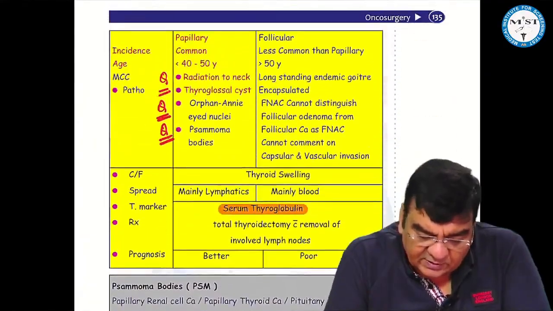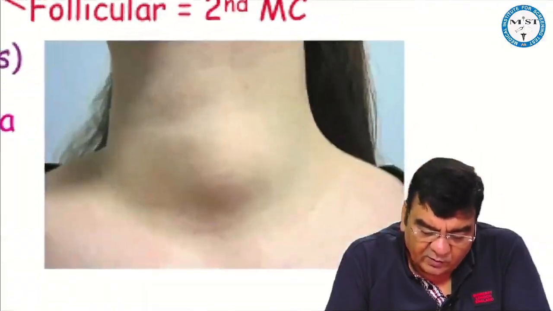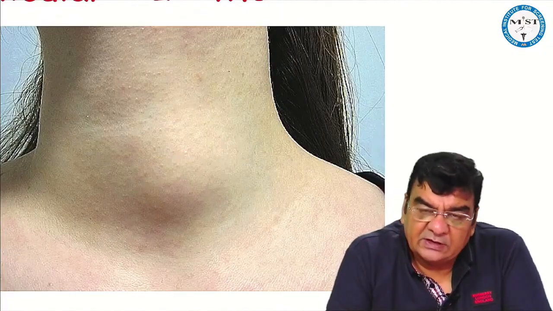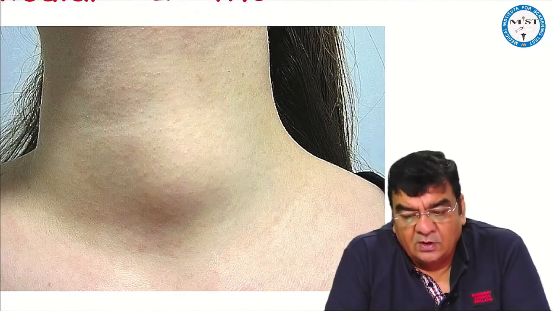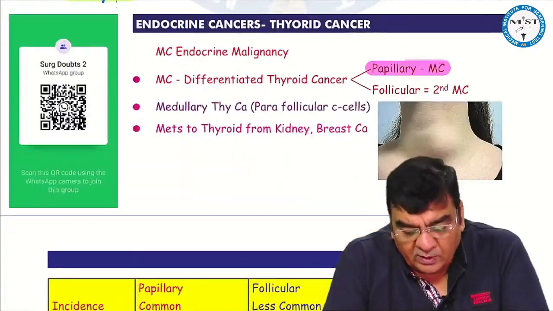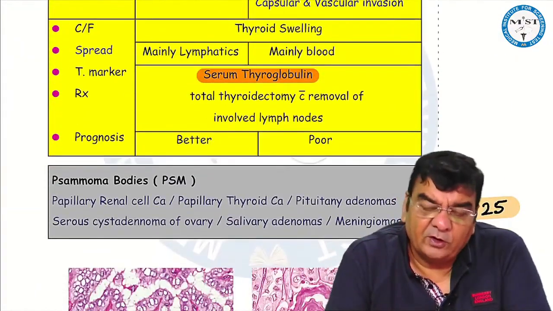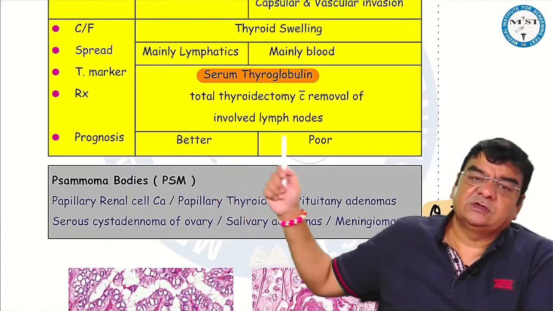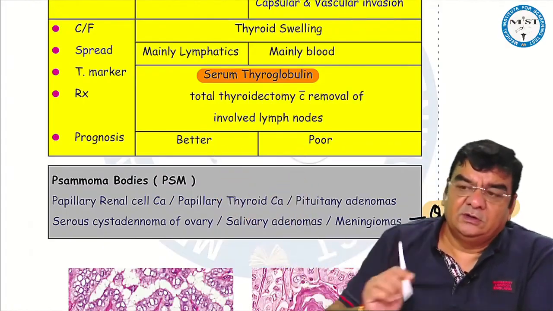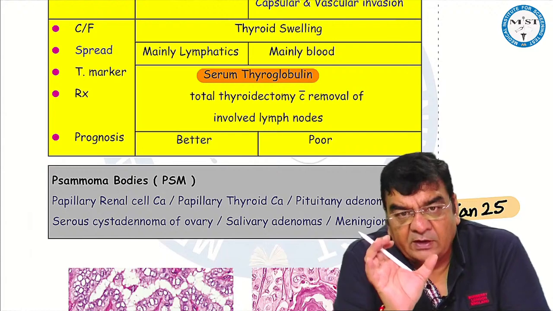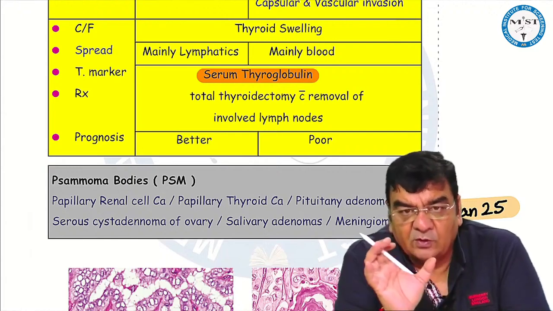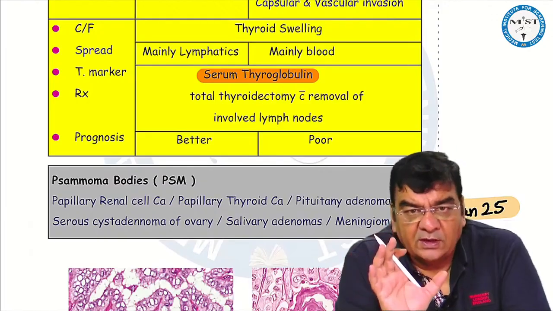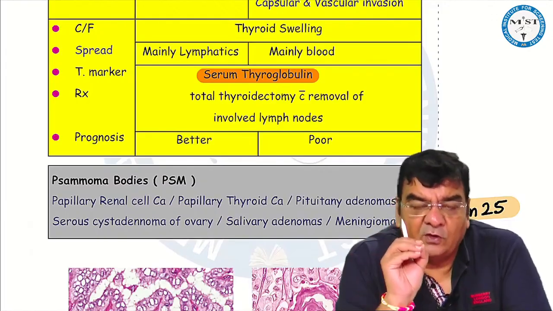Generally, thyroid cancer patients, whether it is papillary or follicular, present with swelling in the neck. We do ultrasound guided FNAC, and we come to know. Papillary thyroid cancer spreads more commonly by lymphatics. Follicular spreads more commonly by blood. So papillary will have a better prognosis as compared to follicular. The tumor marker for papillary and follicular thyroid cancer is serum thyroglobulin, and the treatment for all thyroid cancers is total thyroidectomy with removal of involved lymph nodes.